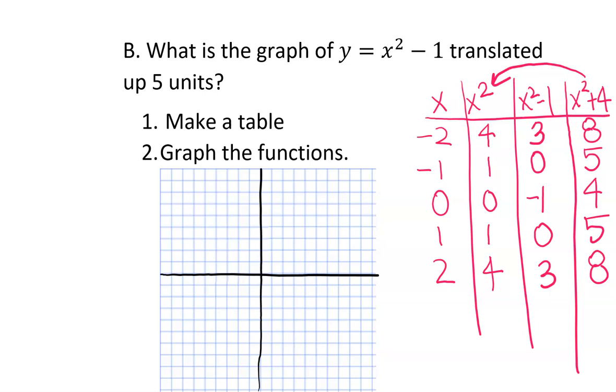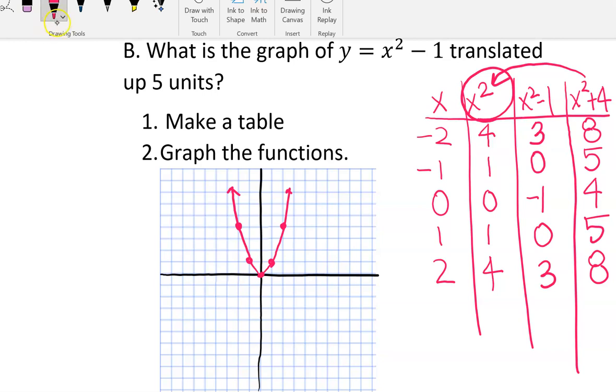Okay, so let's graph the ordered pairs. I'm going to do them in color. So my first ordered pairs are going to be negative 2, 4, negative 1, 1. So I'm using the x in the x squared column. So negative 2, 4. Negative 1, 1. 0, 0. 1, 1. 2, 4. Okay, and that's this one.